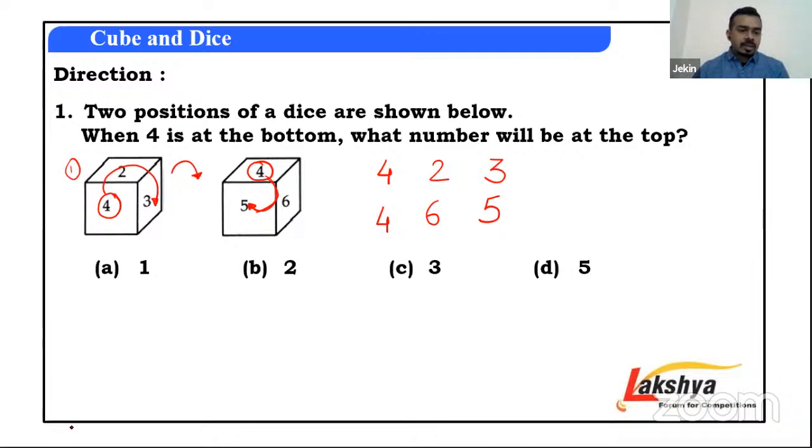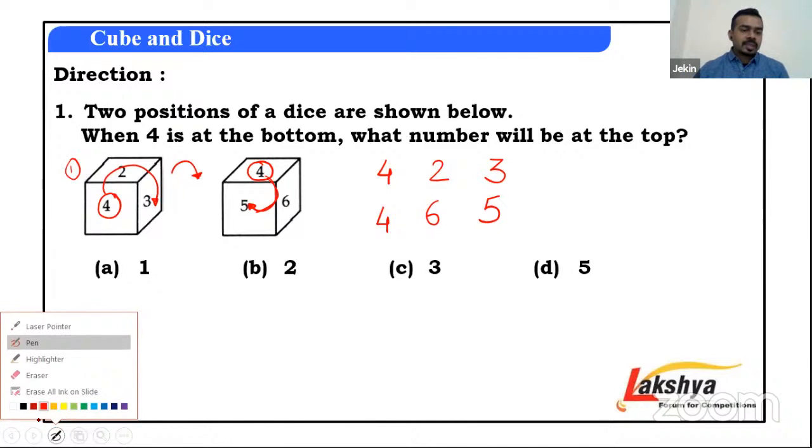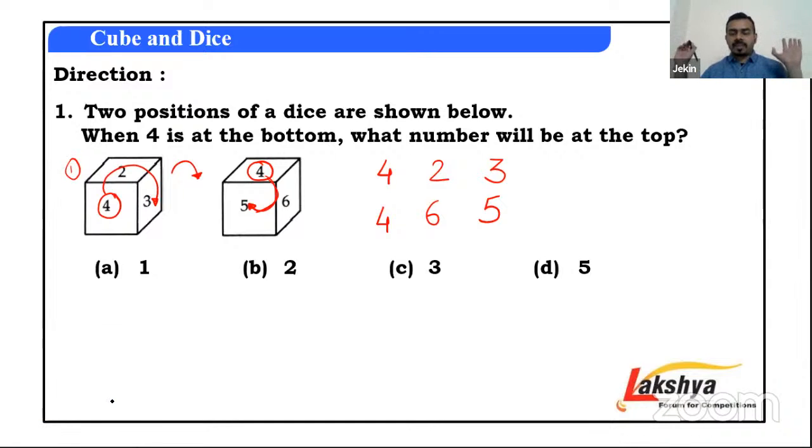Is this done? Okay. Then what is the next step that you will do? Nothing. Why? Sir, आपने sum solve कर दिया है. How? The answer is simple. 2 का opposite 6 है, 3 का opposite 5 है. These are your opposite faces.